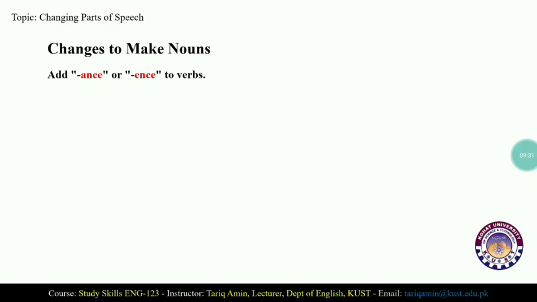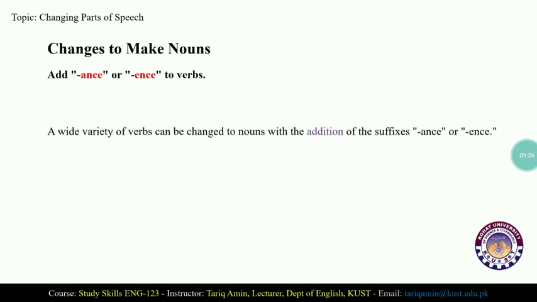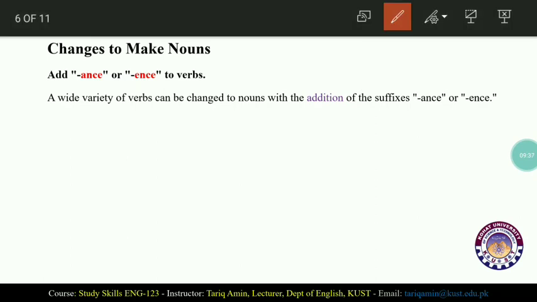Now, ance and ence are two suffixes. A wide variety of verbs can be changed to nouns with the addition of the suffixes ance and ence. So we can change verbs into nouns with the addition of the suffixes ance and ence.